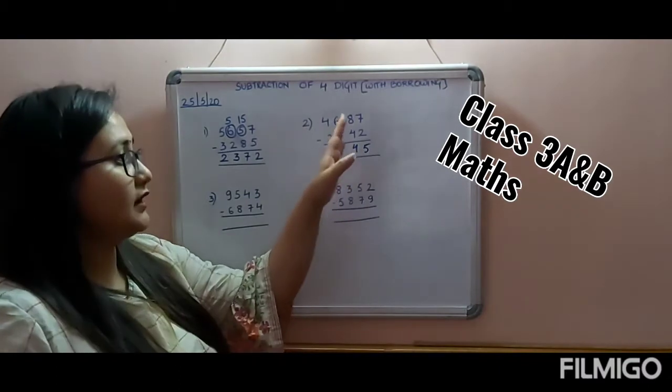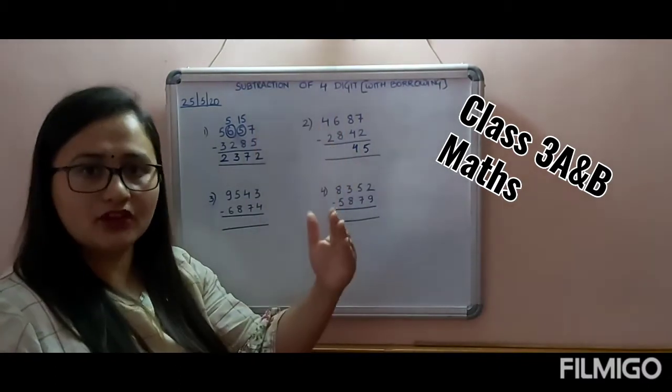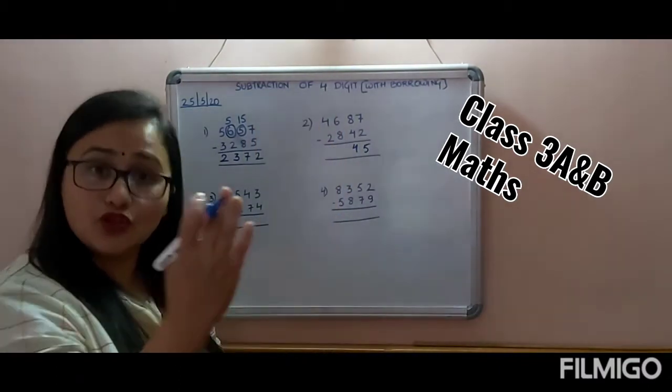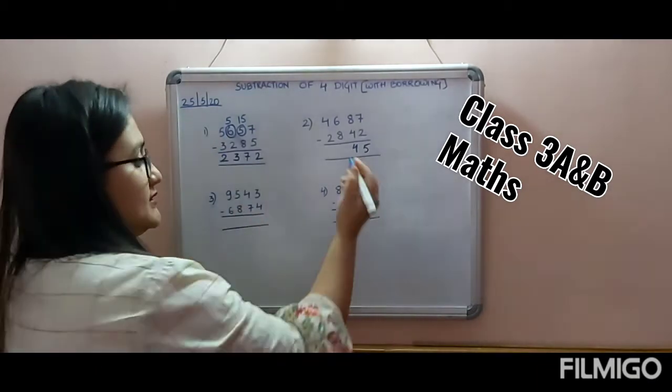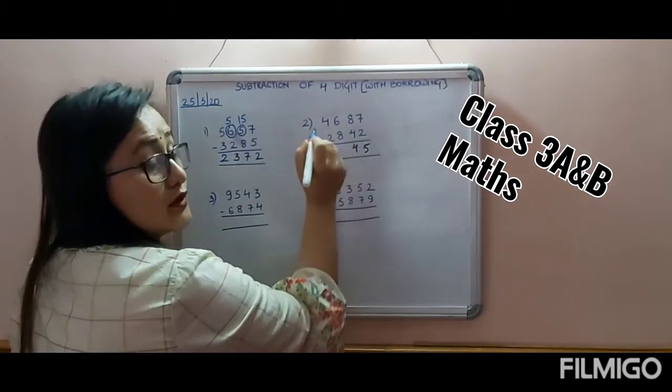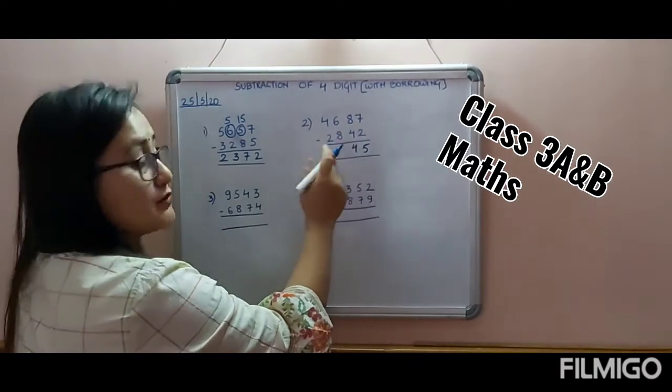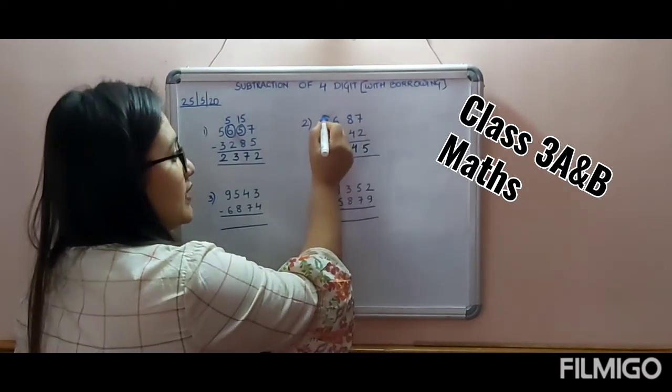So if you keep 6 in your mind and start counting after 8, you cannot subtract. So what will you do now? You will borrow. Now again, you will borrow 1000 from the thousands place.